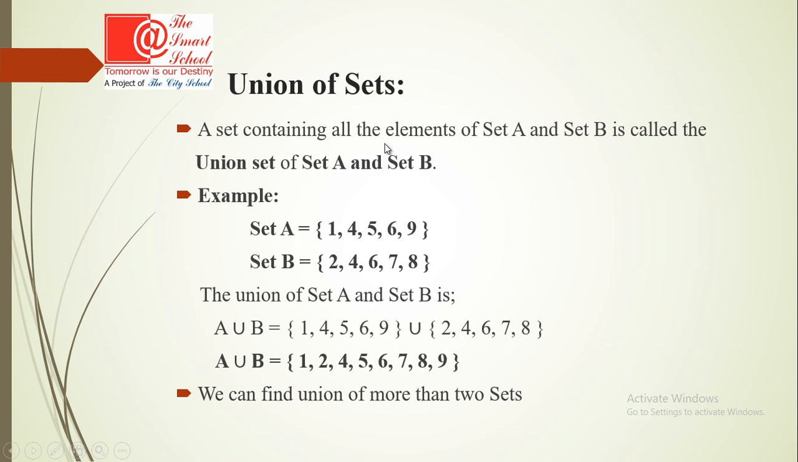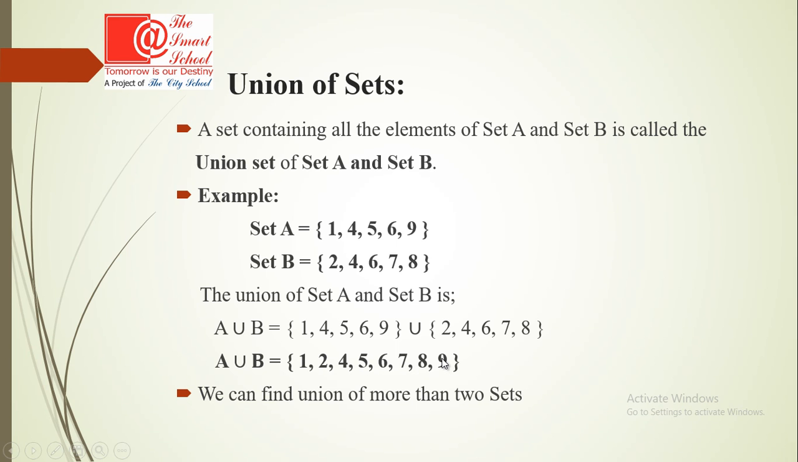A set containing all the elements of set A and set B is called the union of set A and set B. For example, set A has elements 1, 4, 5, 6 and 9, and set B has elements 2, 4, 6, 7 and 8. And the union of set A and set B is, first we will write A union B, this is the sign of union, and we will write set A, which is 1, 4, 5, 6, 9, then union 2, 4, 6, 7 and 8, and we will write all the elements of both the sets, which is A union B. It is 1, 2, 4, 5, 6, 7, 8 and 9.